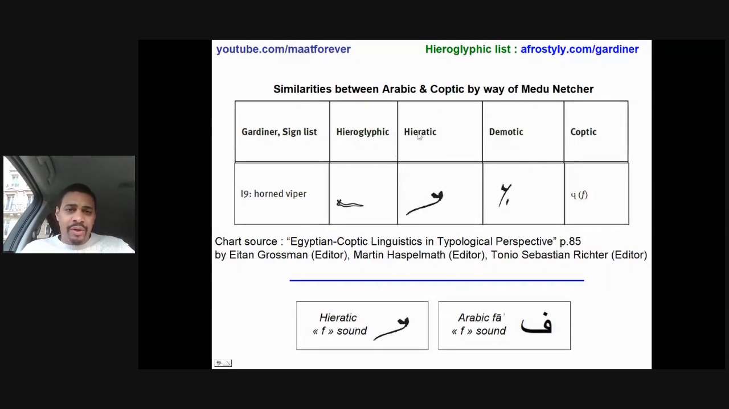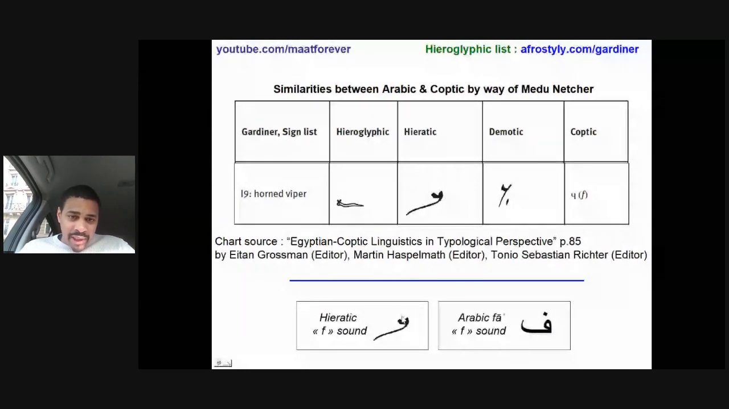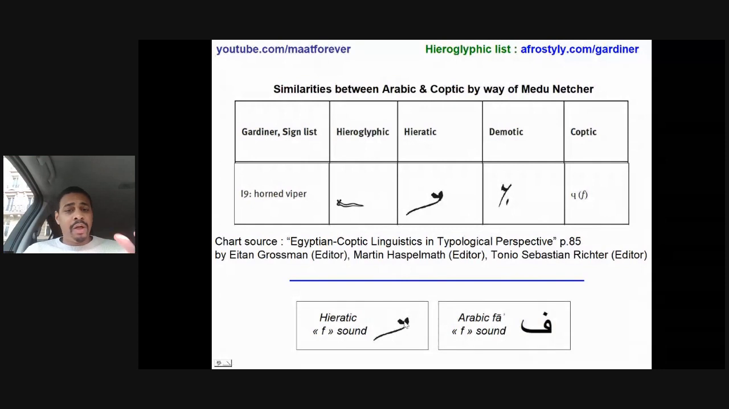Now, if you compare the hieratic shape, which you have there on the bottom left for the F sound, it is quite close to the Arabic fa. Okay, and the Arabic fa is the F sound, the f. Now, you don't have a complete circle there. It's not a complete round shape for the hieratic, but nevertheless, the shape is similar and the sound is the same.